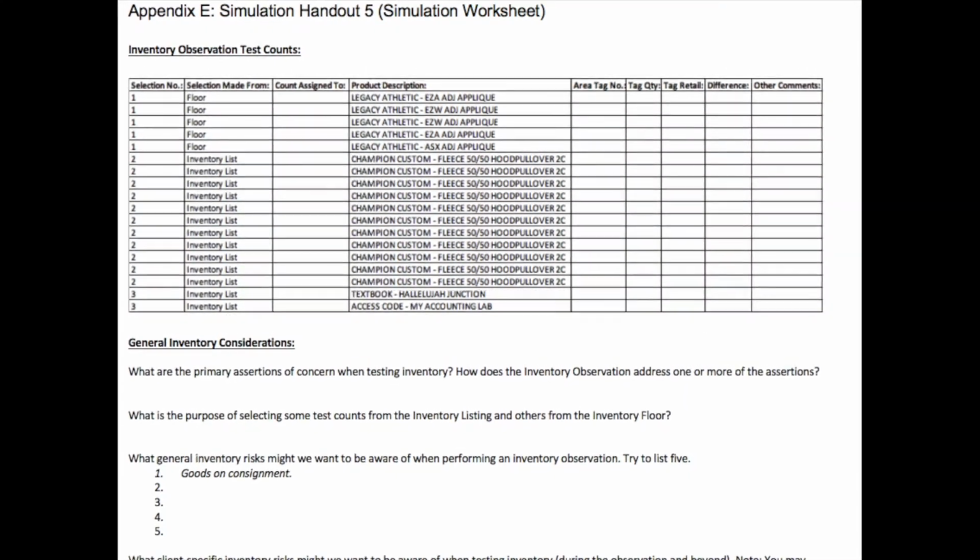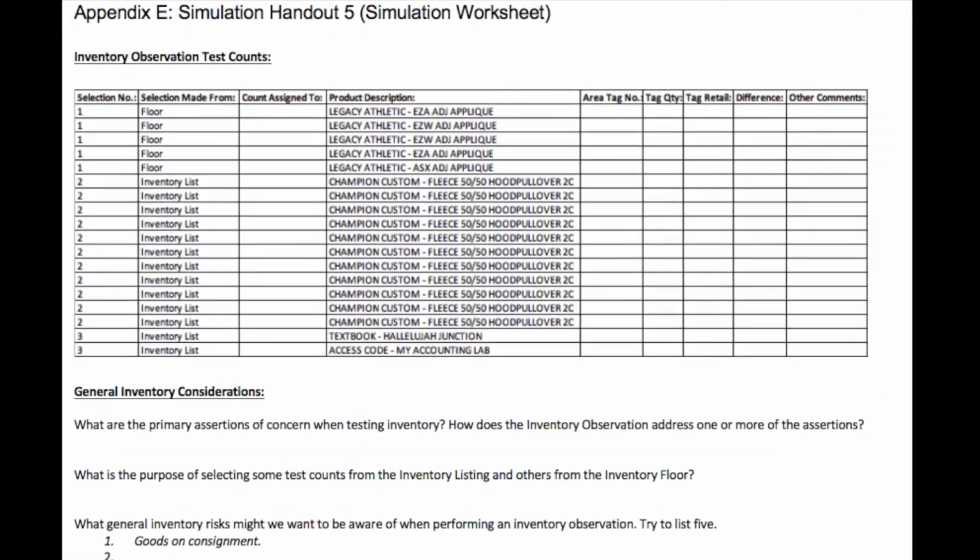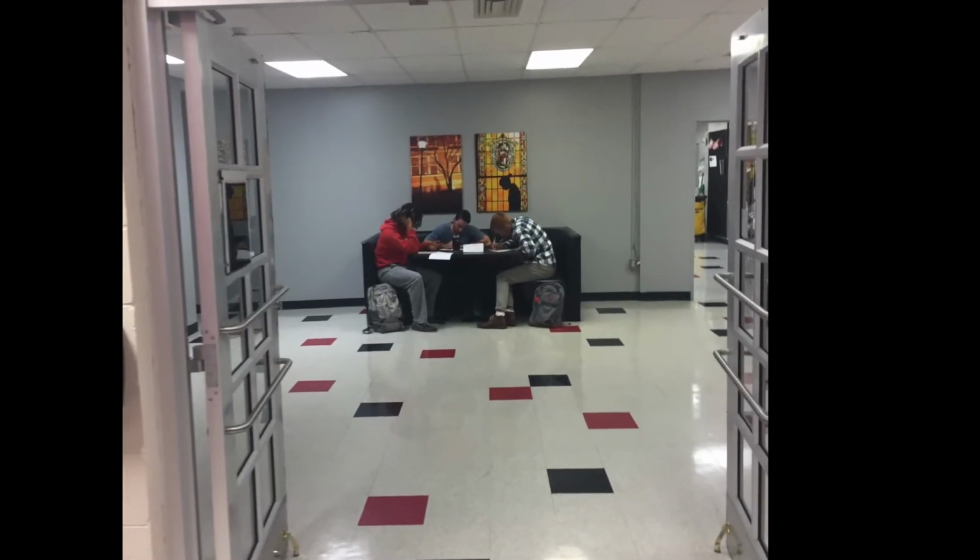To facilitate the completion of the simulation activities, I also constructed a simulation worksheet. This was really the only deliverable that students were required to hand in. Within the worksheet was a partially completed count sheet, as well as questions regarding audit theory, risk assessment, and internal controls. In this way, they could combine the practical application they were getting with the concepts we were discussing in class. It was here that students documented all their work.